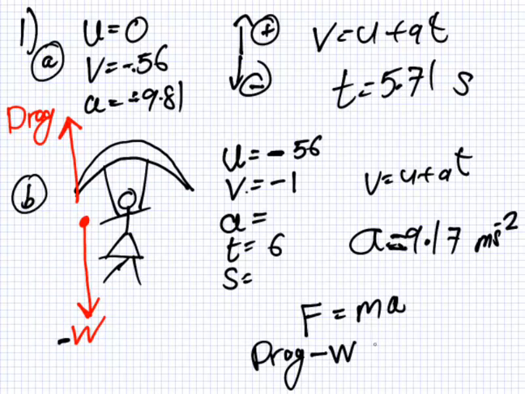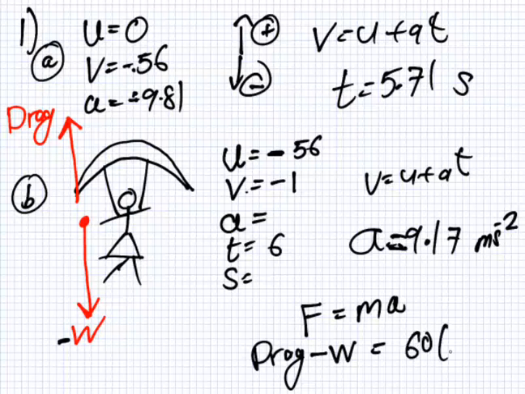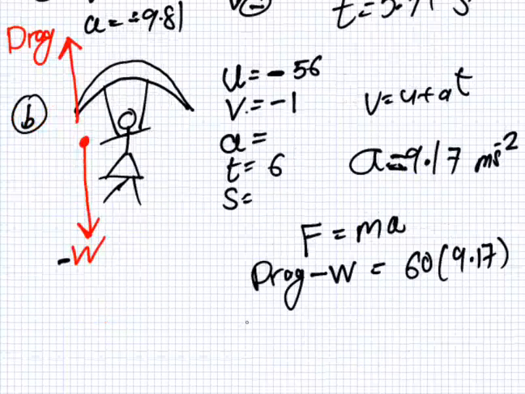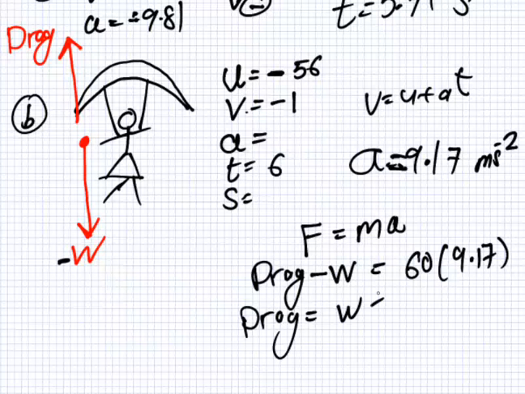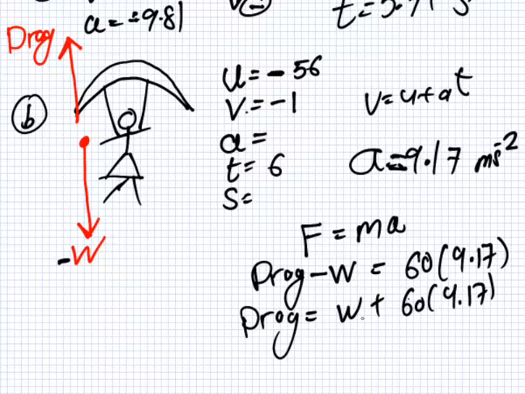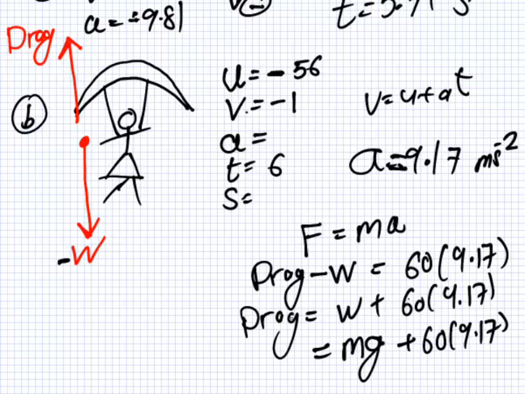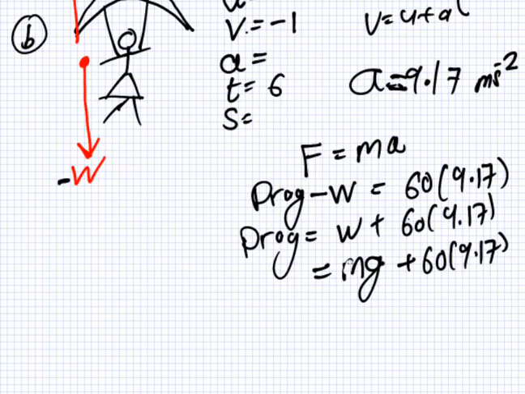Drag minus W, because this is going down, it's a minus, equals, what's the mass? 60A. Drag equals W plus 60A. What's the formula for W? mg, isn't it? But why is it drag minus weight and not weight minus drag? Again, if you were calling down positive, it would be weight minus drag. But because I'm calling up positive, it's drag minus weight.